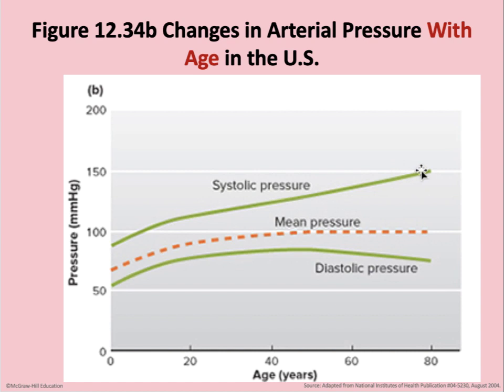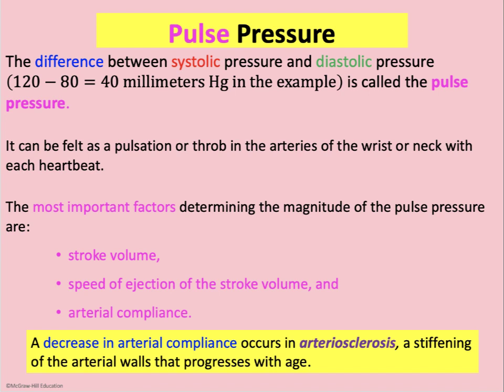This is the blood pressure, so systolic versus diastolic, 150 over 70. Pulse pressure is simply the difference between the systolic blood pressure and the diastolic blood pressure. For instance, if the systolic is 120, diastolic is 80, just subtract the diastolic from the systolic and you end up with 40 millimeters of mercury. So that's the pulse pressure.